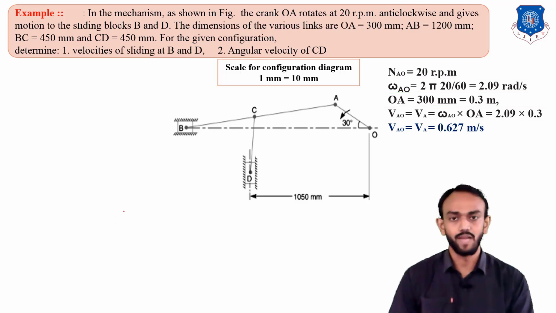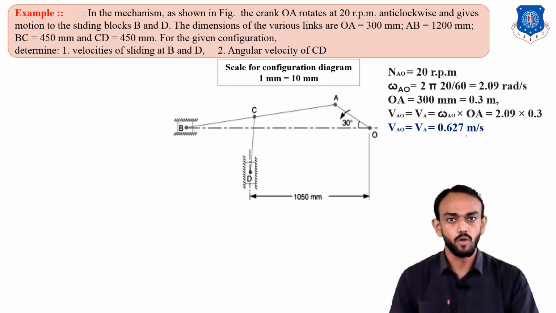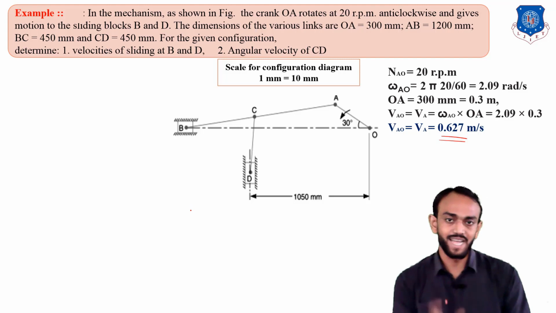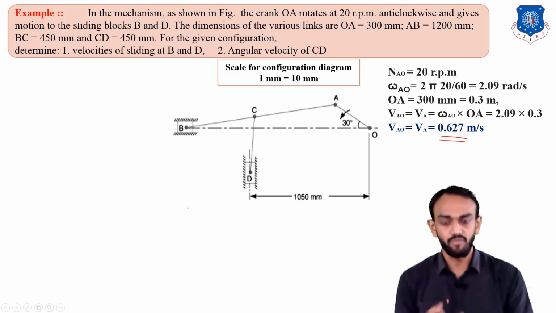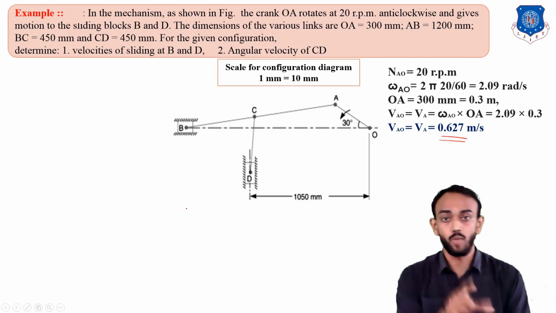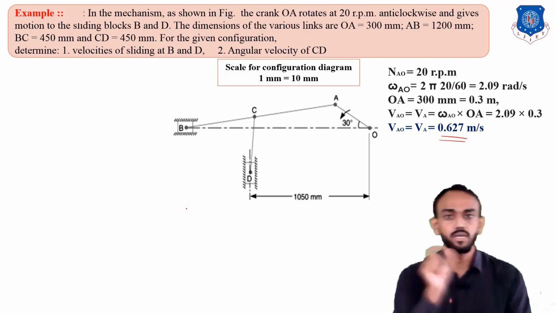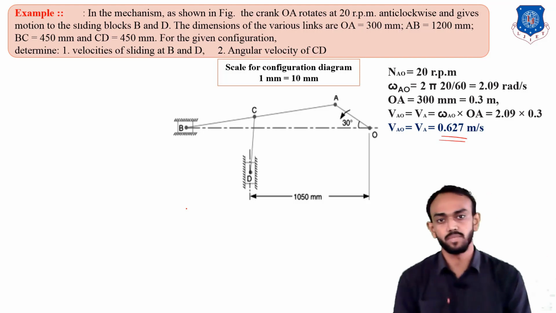You can see the velocity of A is very small, 0.627 meter per second. So we have to choose the scale very carefully. And how will you choose this scale? Always remember that this is the velocity and I want to draw it. What will be the length? That depends on the space we have. If I want this velocity as 6 centimeters or 60 mm, I will choose that scale, meaning 10 mm is equal to 0.1 meter per second.